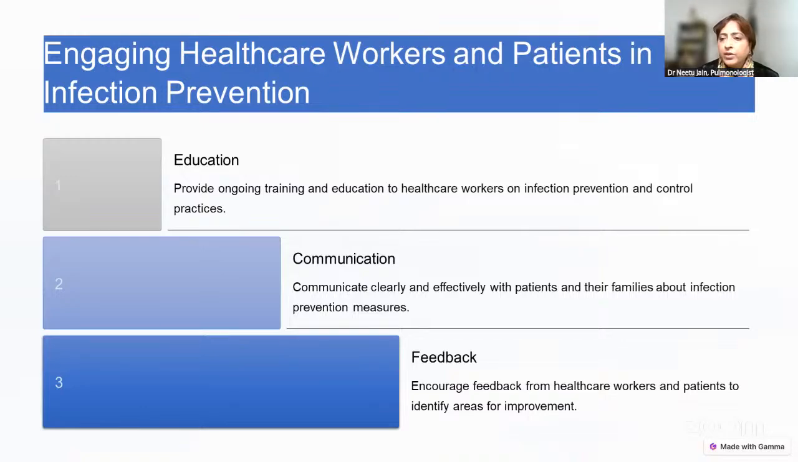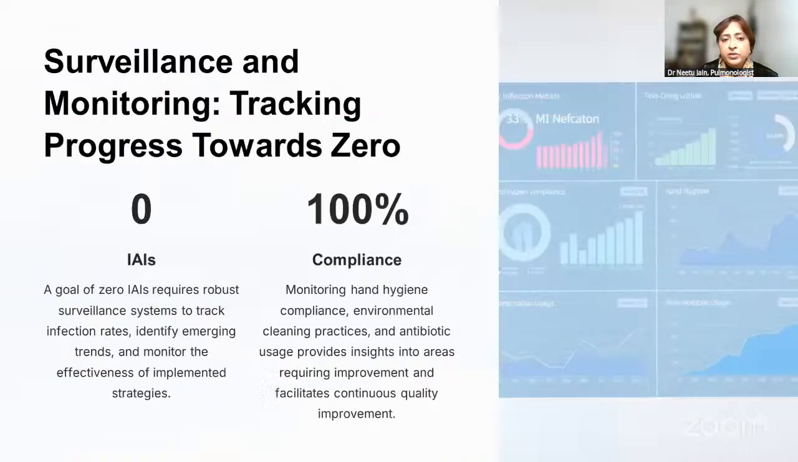they will be very happy to take initiative and do some education, some communication, and feedback also. So engage all levels of healthcare workers as well as patients in your infection prevention program. So to go towards zero ICU-acquired infection, we need 100% compliance. For 100% compliance, we need everything: education, communication, monitoring, feedback, incorporation of feedback, and then feedback on feedback.